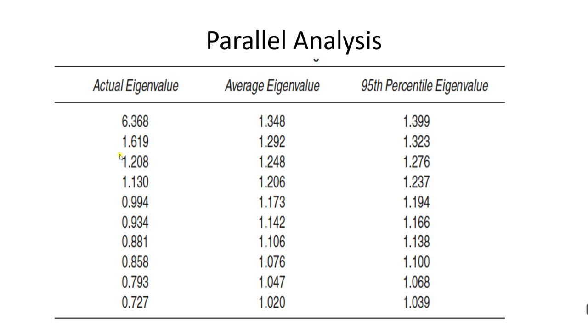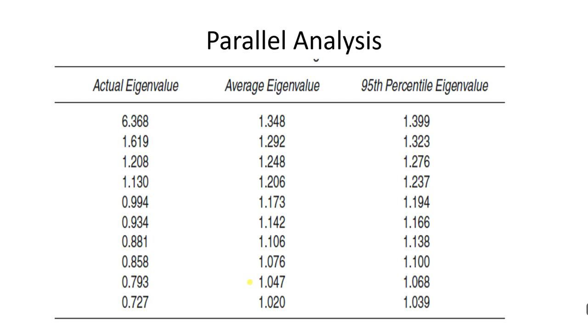Again, I am reiterating the method: we will calculate the actual eigenvalues, then the average eigenvalue or 95th percentile eigenvalues based on several samples of random number data, and then we will retain as many factors whose actual eigenvalues are higher than the value obtained from the random samples. And this can be done graphically also.